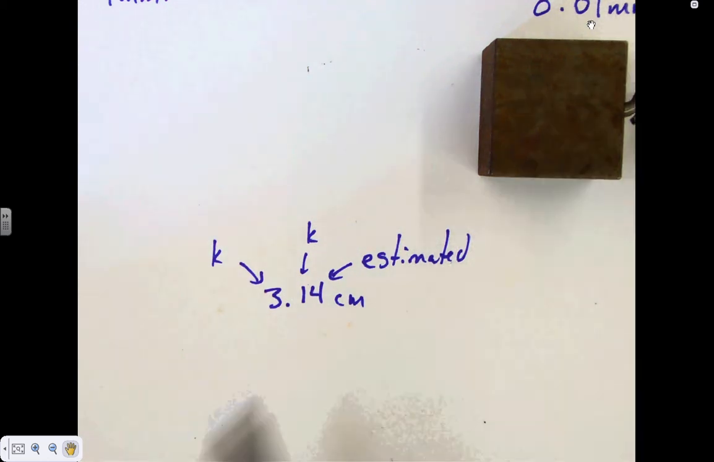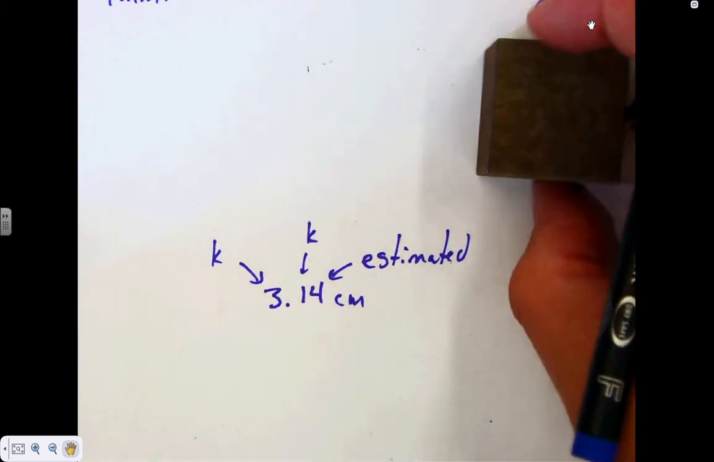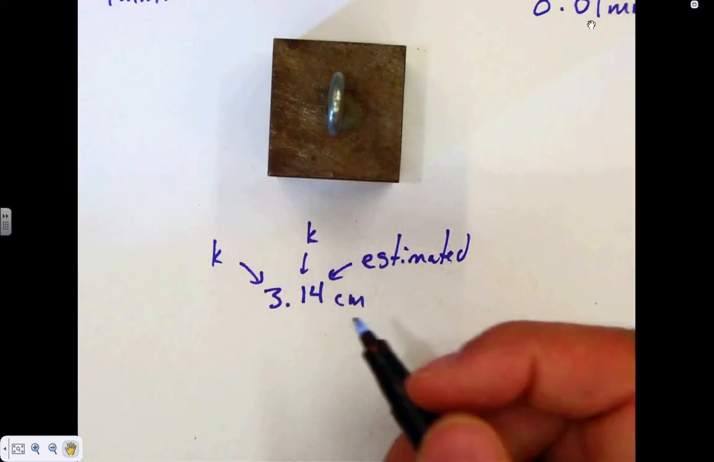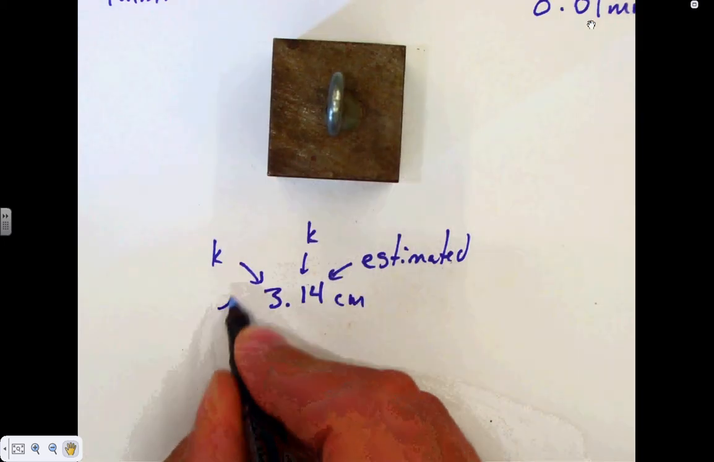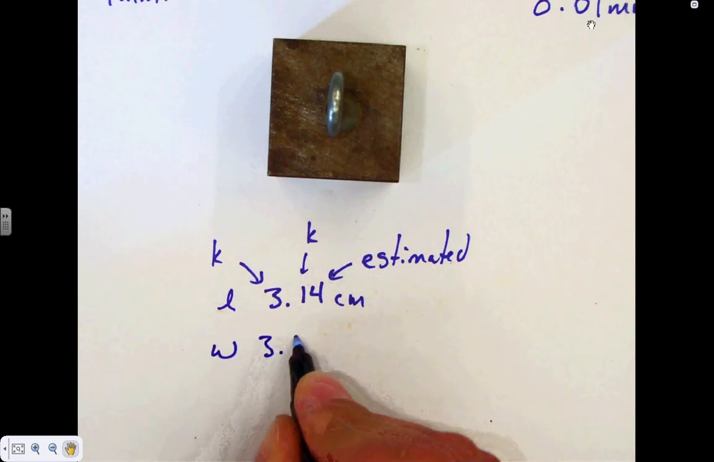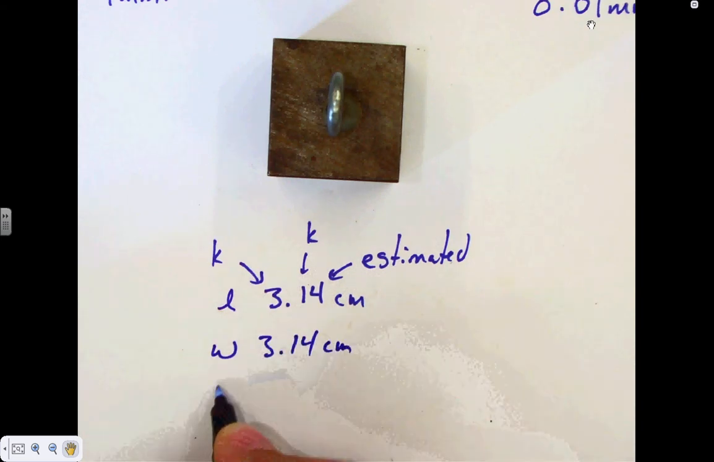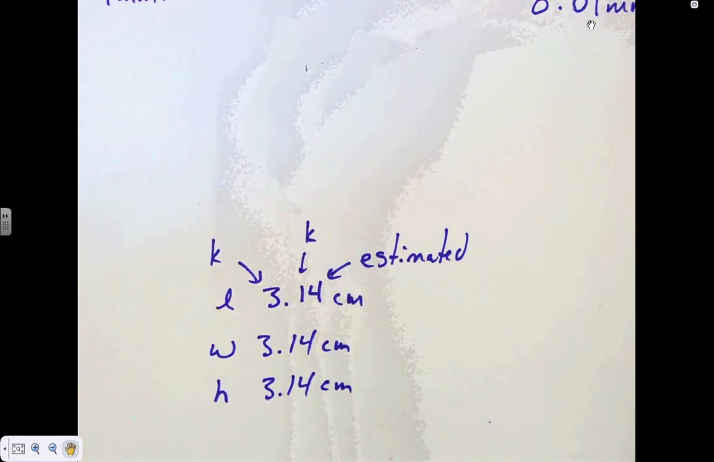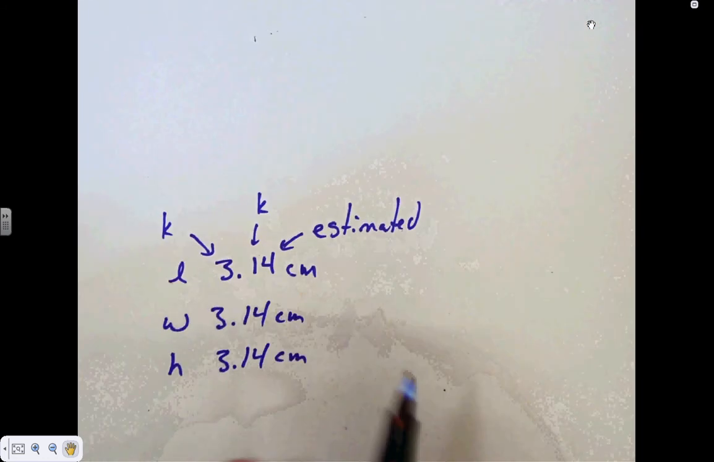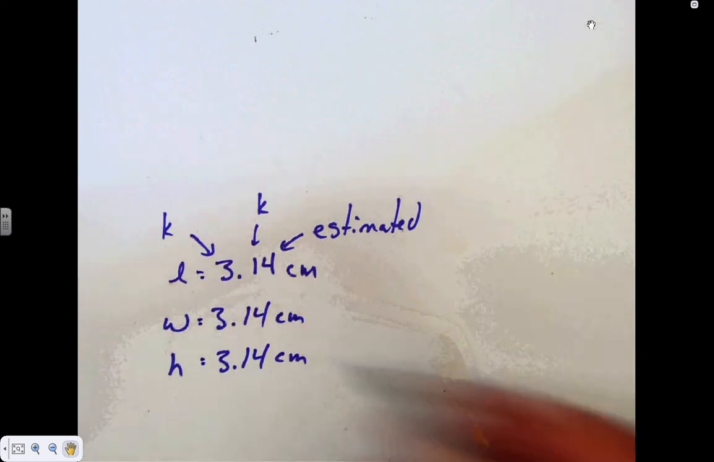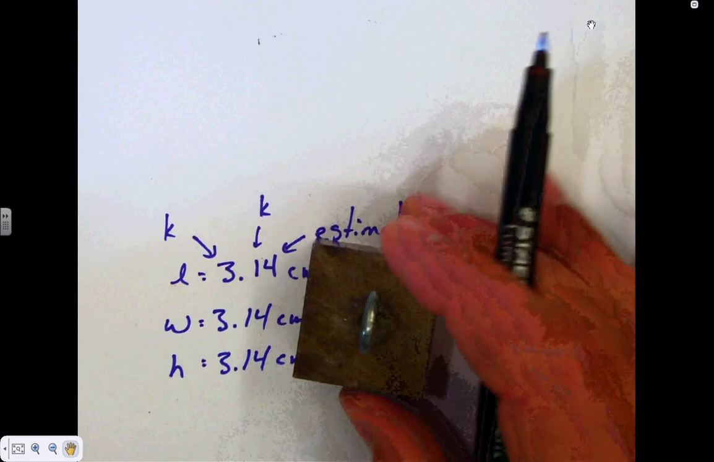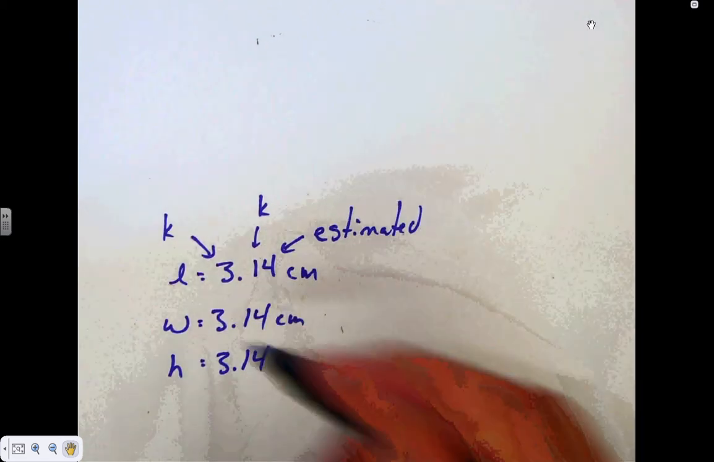Now, I went ahead and measured all the sides, and I found that this is a pretty well made cube, and each side is exactly the same dimension. In reality, you're probably not going to find something that's absolutely perfect, and if I used my micrometer, I might find some variation, but with the ruler that I have, this is what I found.